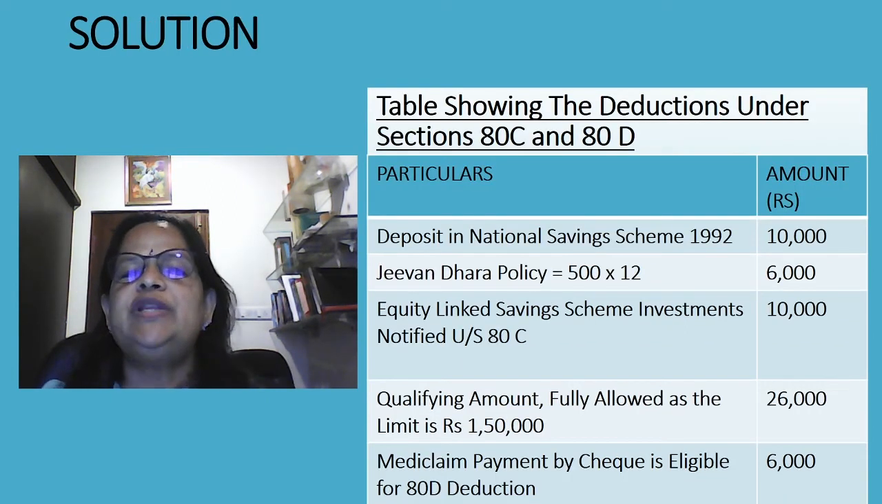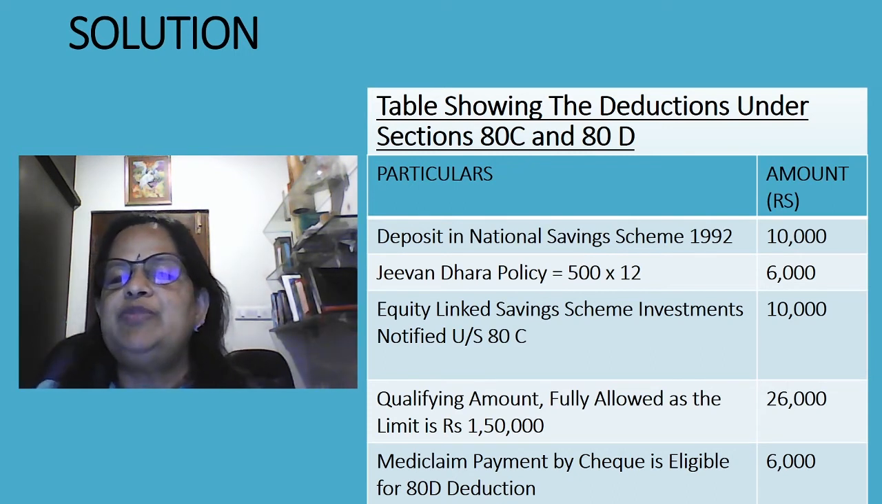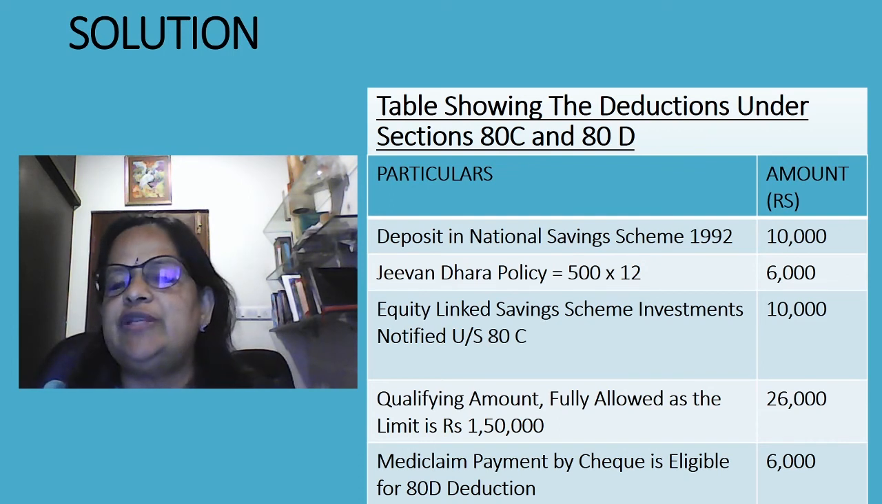Now the table showing the deductions under section 80C and 80D. So 80C and 80D we are doing. Deposit in National Savings Scheme 1992, 80C, 10,000. Jeevandhara policy 500 per month into 12, it's 6,000. Equity linked savings scheme investments notified under section 80C, 10,000. Qualifying amount is 26,000. We can allow the full value because the qualifying amount can go up to 1,50,000. So he is eligible to claim 26,000.